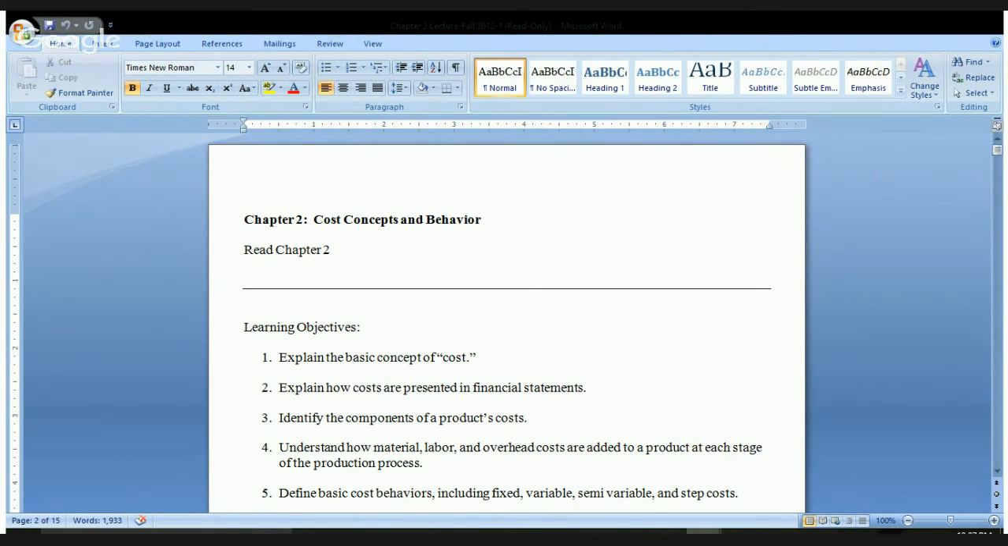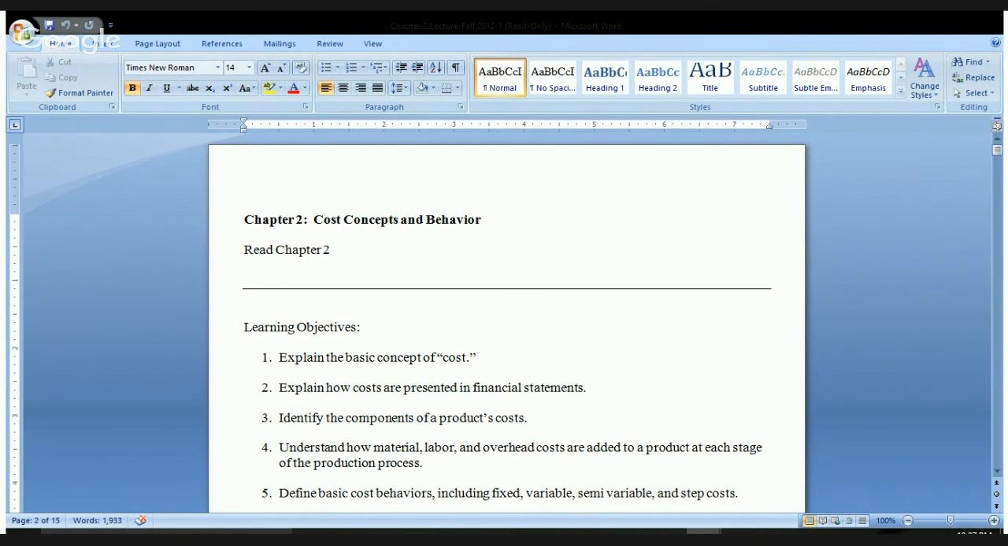What is that? Well, what does yeast do? It goes directly into the bread, so that is considered direct material. Flour, well, that's the same thing. Flour is something that we put into the bread, so it is considered direct material.